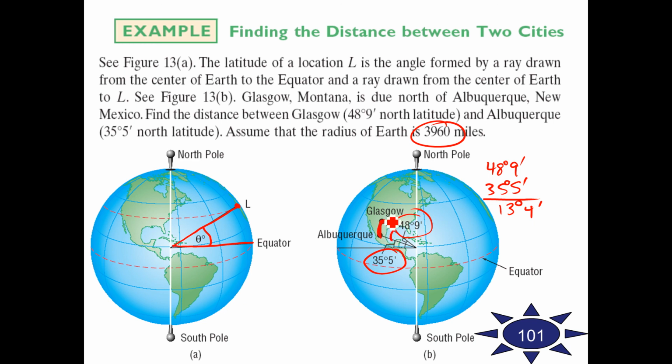And since it's on a circle, we're going to assume that slice of the Earth is a circle. We can use our formula, S equals r theta. So we're trying to solve for S, where the radius is 3960 and theta is 13 degrees 4 minutes, but we need to turn this into radians. So first we need to figure out that minute part.